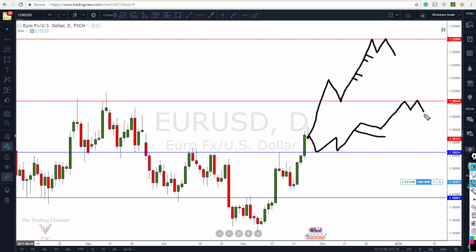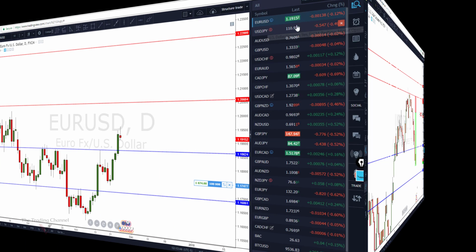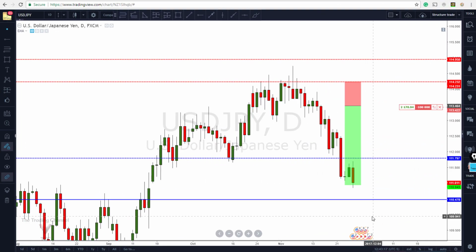Let's go ahead and move on to our next pair, which is going to be the dollar yen. Here we are on the dollar yen, and this is a pair that we've had a trade out on for the last week or so.